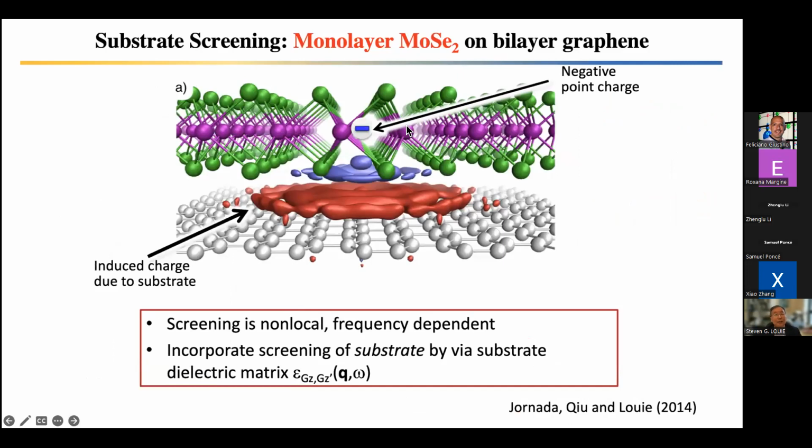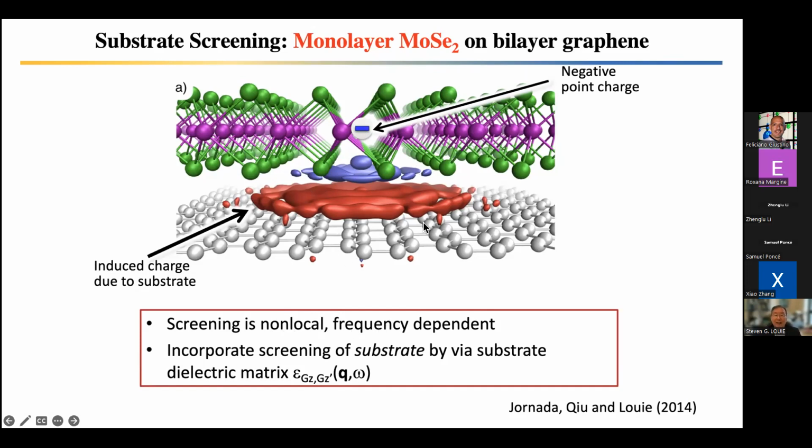Now let me turn to a bit about substrate screening. Here, to illustrate that, I look at monolayer molybdenum and look at the screening charge due to having a metallic substrate. So here is the induced screening charge when I put a negative point charge at this point here. The screening charge due to the substrate, in fact, is quite large and complicated, and this is because screening is non-local and frequency dependent.